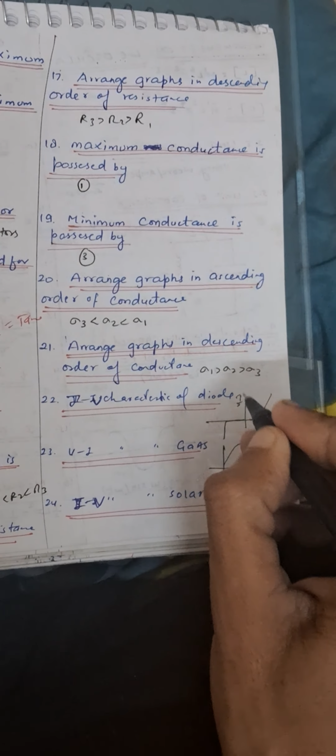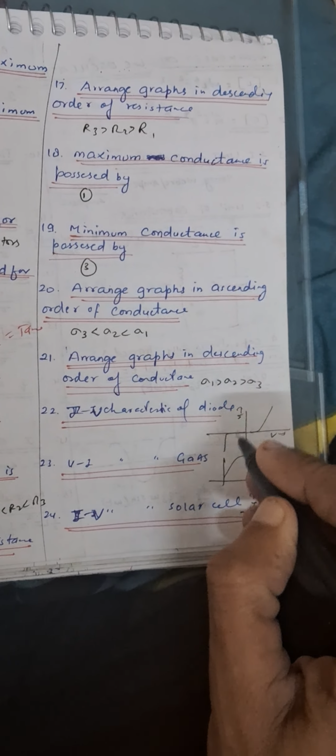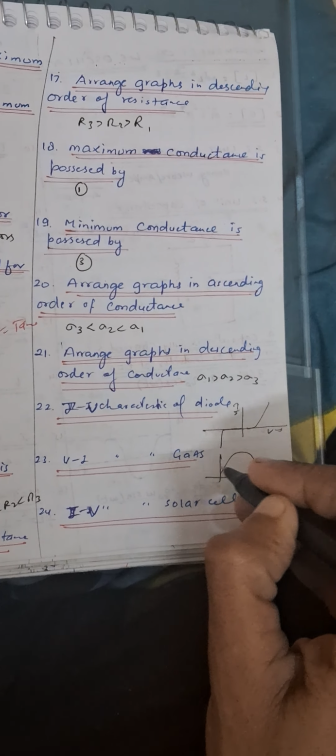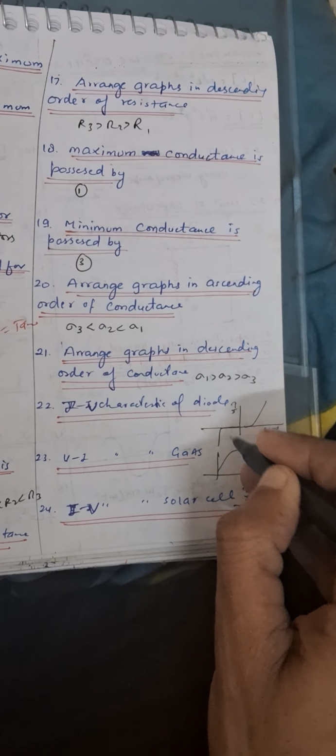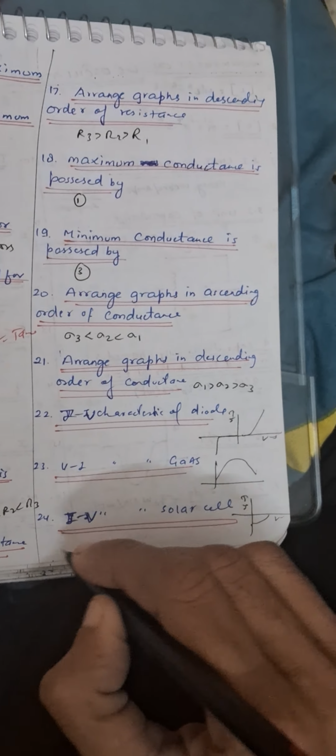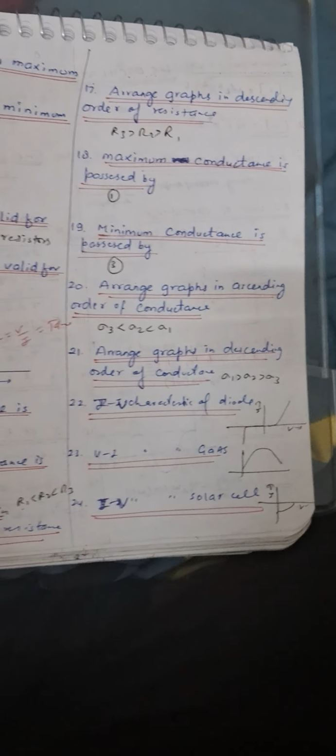Next is IV characteristic of diode. So this is the IV characteristic of diode. Next is IV characteristic of gallium arsenide. This is the VI characteristic of gallium arsenide. You can say that resistance is positive over here, 0 over here, or negative over here. Next is IV characteristic of solar cell. So this is the IV characteristic of the solar cell.